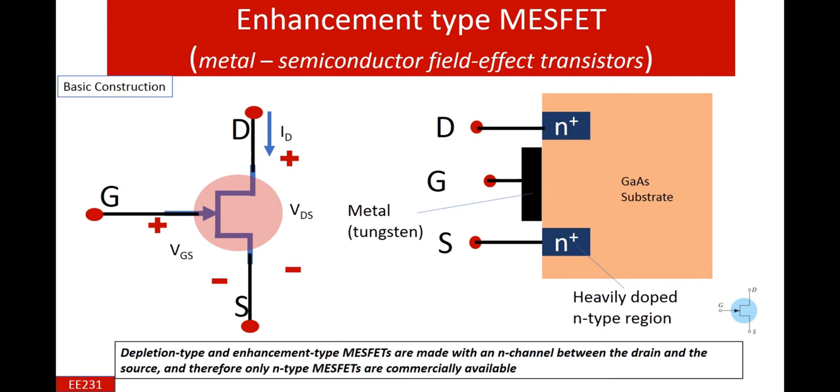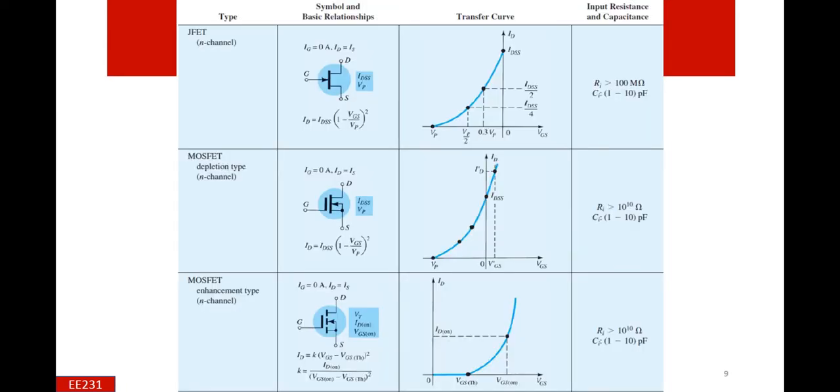So after covering the basic constructions, the basic biasing circuit and the symbolic representation, let's go through the summary of the whole chapter.